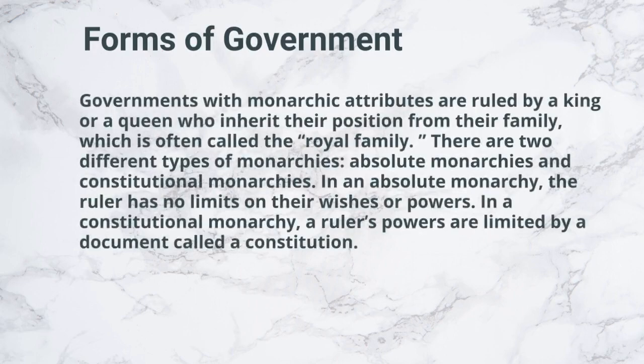Governments with monarchic attributes are ruled by a king or a queen who inherit their position from their family, which is often called the royal family. There are two different types of monarchies: absolute monarchies and constitutional monarchies. In an absolute monarchy, the ruler has no limits on their wishes or powers. In a constitutional monarchy, the ruler's powers are limited by a document called a constitution.